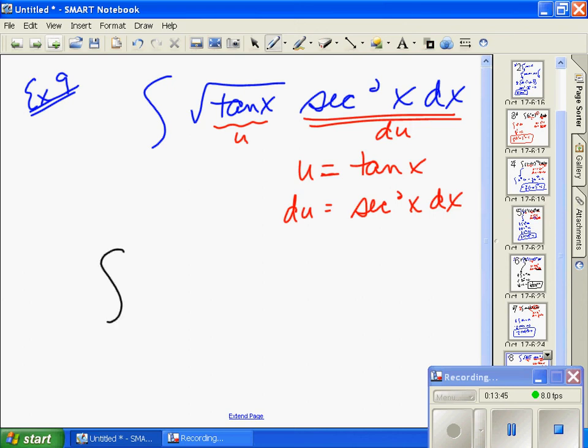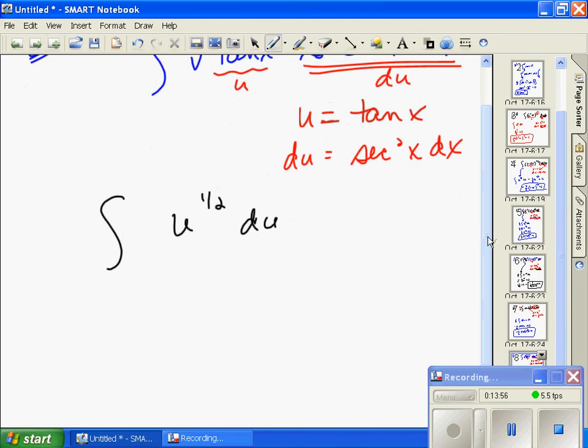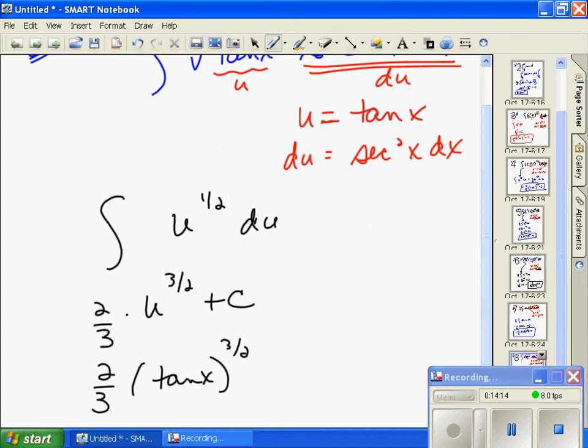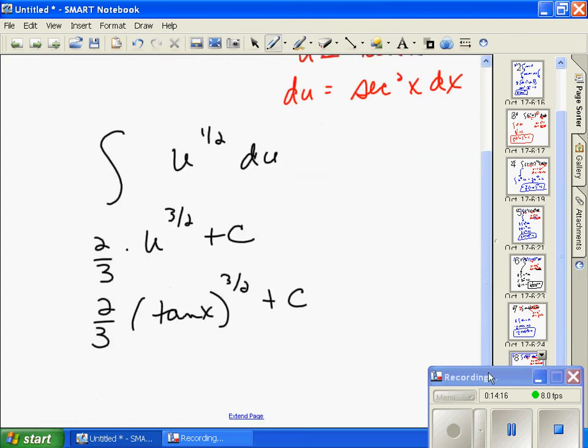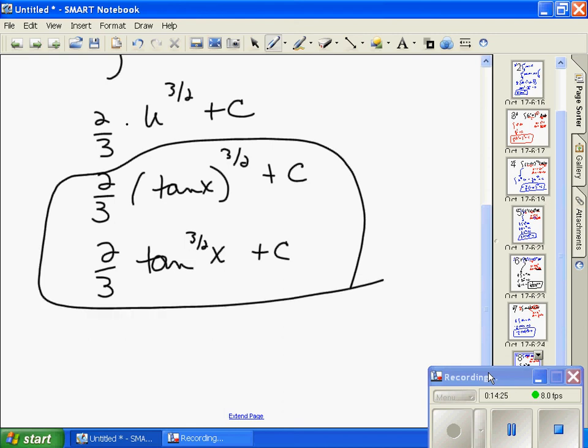So I can rewrite this as the integral of u to the 1/2 power du. I like this problem. So doing the antiderivative of u to the 1/2, I would get u to the 3/2 times 2/3 plus c. And then I do my substitution. I would get 2/3 times the quantity tangent of x raised to the 3/2 power plus c. And keep in mind, sometimes you will see this written as tangent to the 3/2 of x plus c. Either one is acceptable.